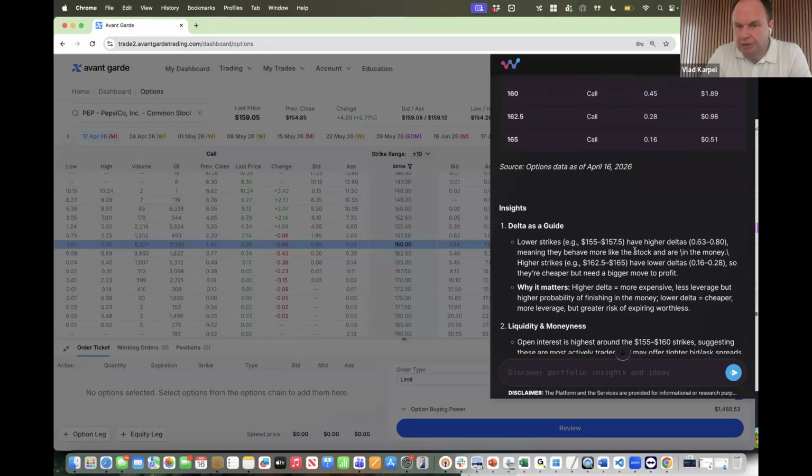Delta is the guide. Lower strikes have higher deltas, meaning they behave more like stock. So when you're not very speculative, you spend more money on the in-the-money options, but your probability of success is high. So high delta, more expensive, bottom line. But you have less extrinsic value and a higher probability of success. So less leverage, but higher probability of finishing in the money. Lower delta, cheaper, more leverage, but greater risk of expiring worthless. So that is a very important guideline.